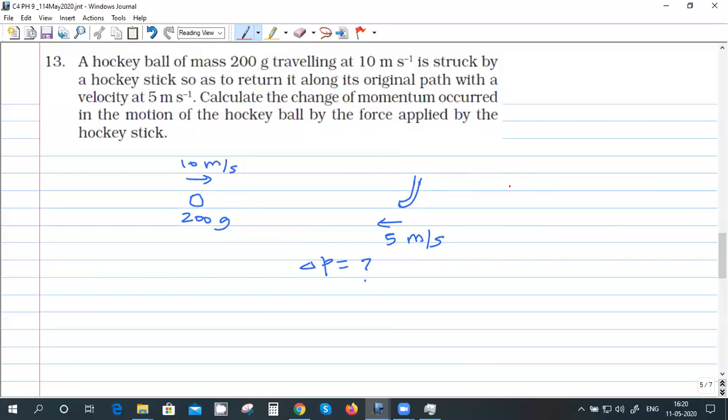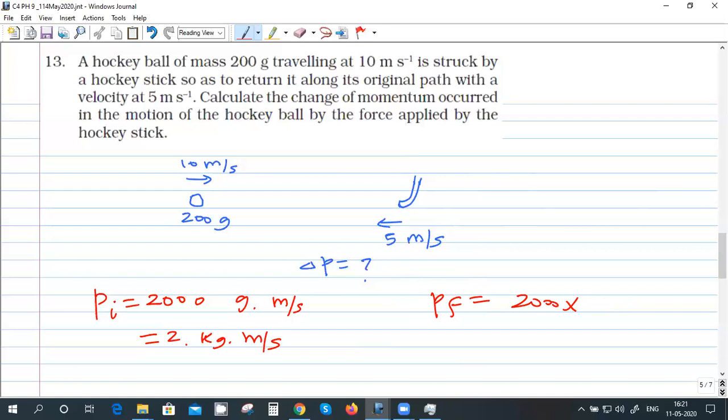10 meters per second. Momentum, not velocity. It's 2000. You should be careful with the unit. Write the unit as gram into meter per second. So in SI unit it will be 2 kg into meter per second. This is SI unit. And what is the final momentum? 2000 into 5, right? So that is 10 kg meter per second.